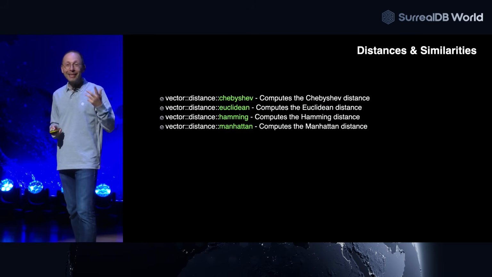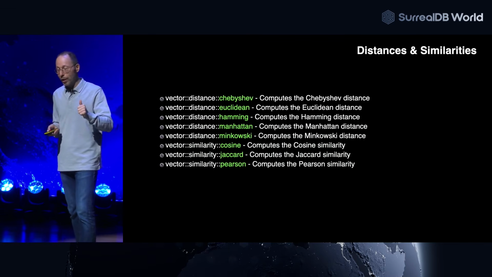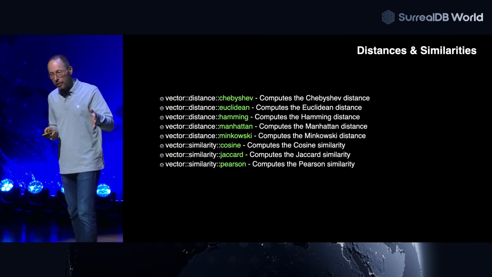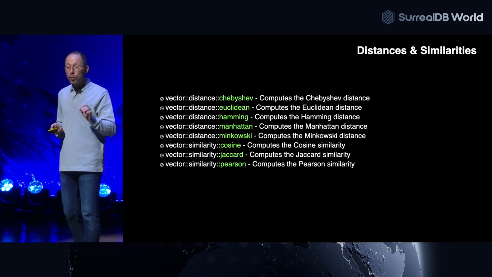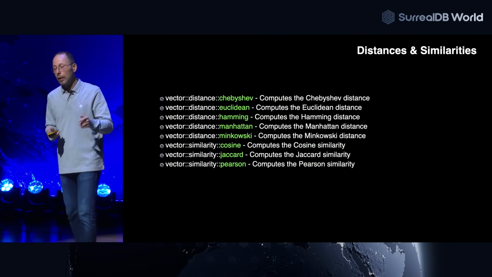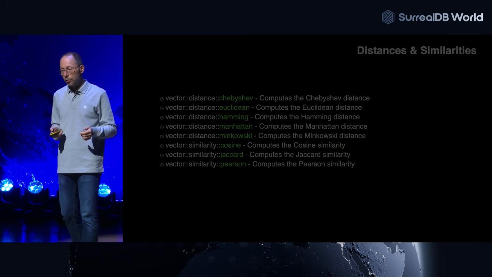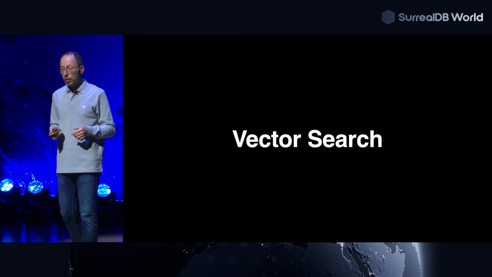We also have some distance computation. We have Chebyshev. I'm sorry if I'm not pronouncing it well in French. Euclidean, Hamming, Manhattan, Minkowski, Cosine, Jaccard, Pearson. I'm not sure I know what each of them is useful for, but I know that you are going to build amazing AI stuff with those. So those functions can be applied to any vector in your SurrealDB table instance or whatever.